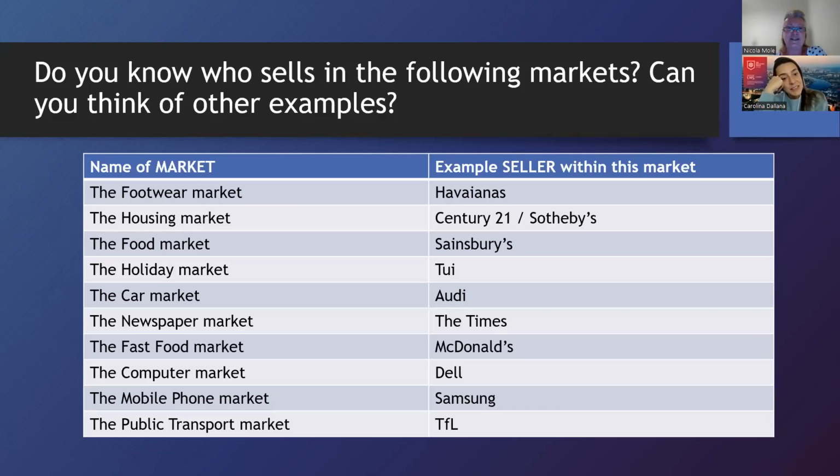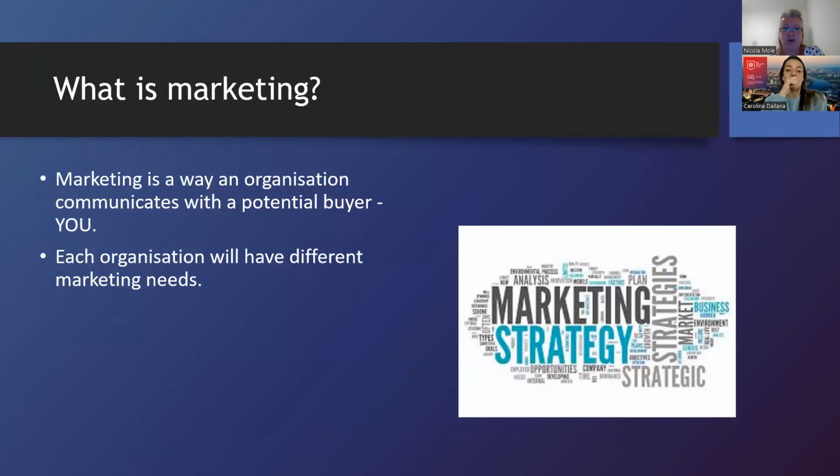All right, let's continue. So what is marketing? Marketing is how an organization communicates with a potential buyer, basically yourself. Organizations with a strong marketing strategy are going to have better communication with their customers. And every different type of organization that you will find in the world will have different marketing needs.